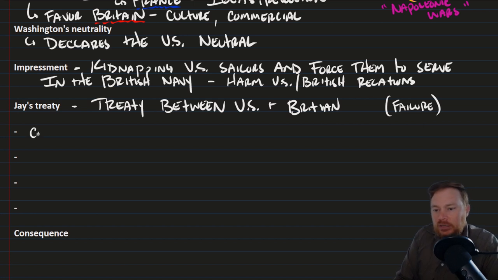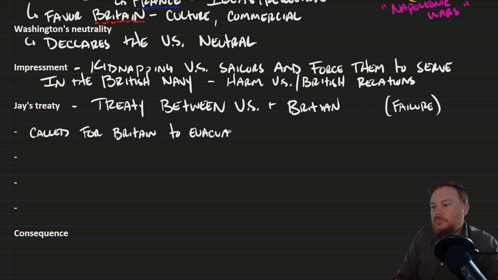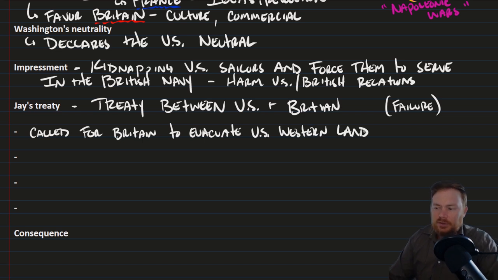Well, one was that it called for Britain to evacuate U.S. Western land. I don't think we had a chance to mention this yet, but one of the conditions of the Treaty of Paris when the British lost the American Revolution was that they surrendered a lot of land and a lot of territory to the United States. The United States pretty much doubled in size, but the British hadn't evacuated it yet. They still had soldiers on US soil. And the US isn't really in a position to demand that the British get out of our country. In this vulnerable position, the US is kind of saying, look, Great Britain, will you please leave, right? Will you please leave?